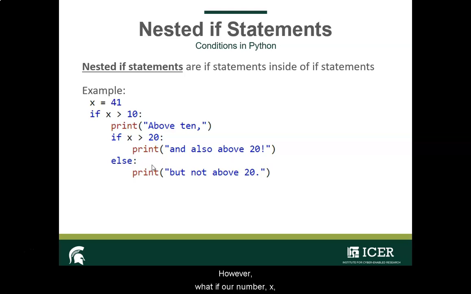However, what if our number x was 11, greater than 10, but less than 20? Well, now we have this else statement to catch those situations. So this is an example of a nested if statement. Keep in mind, these can be confusing, so when I do them in my own programming, it is helpful to just sketch out a visualization on a piece of paper or a whiteboard.